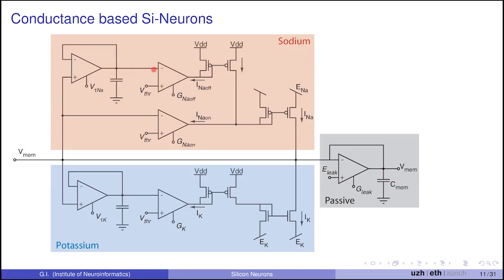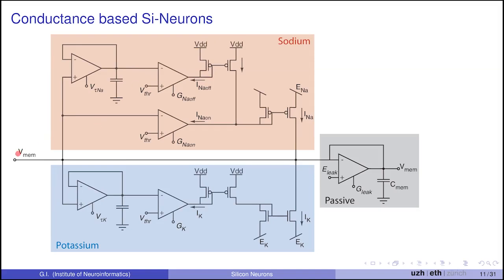And then we compare that to a threshold voltage. So this is acting as a voltage mode op-amp comparator. If the membrane potential is below the threshold, the output is high. If the membrane potential is above the threshold, the output is low. So if the membrane potential is below the threshold, the output is high. That means that the gate of this PFET is VDD. So this is switched off. All of this block is switched off.